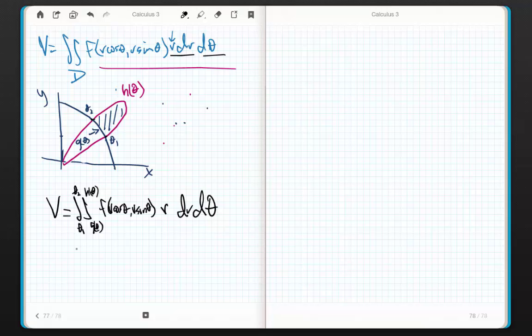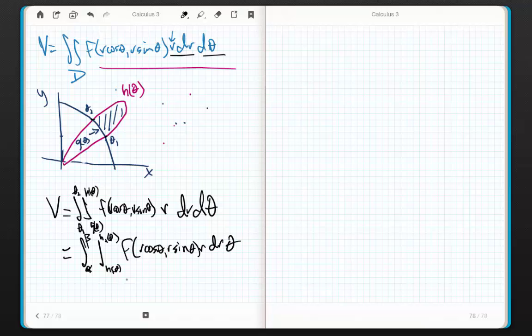All right, but the way the book writes it is, it says the integral from alpha to beta. Those are basically where I'm going from and to, where the action is taking place. And then they write it as, I don't even like the way they write it. They write it as h1 of theta up to h2 of theta, and then they write f of r cos theta, r sine theta, and then r dr d theta.